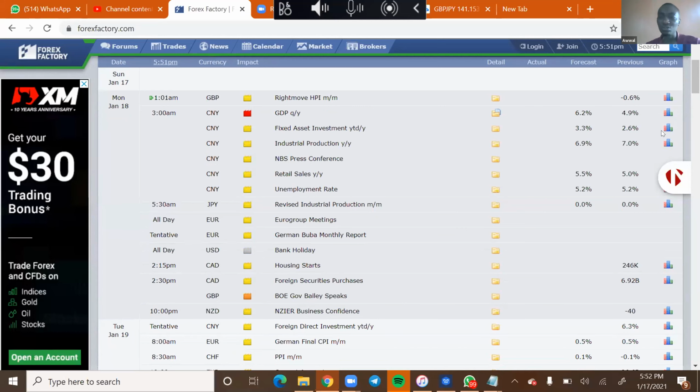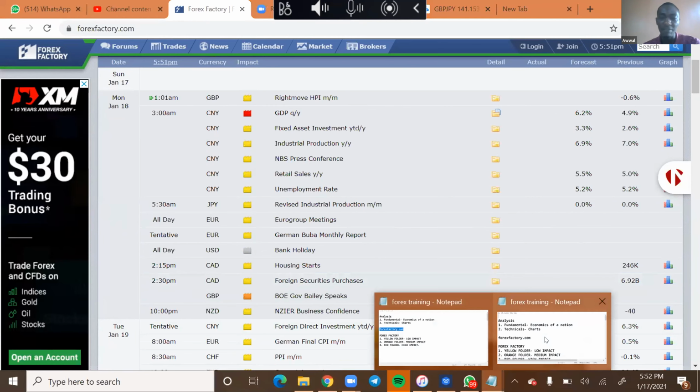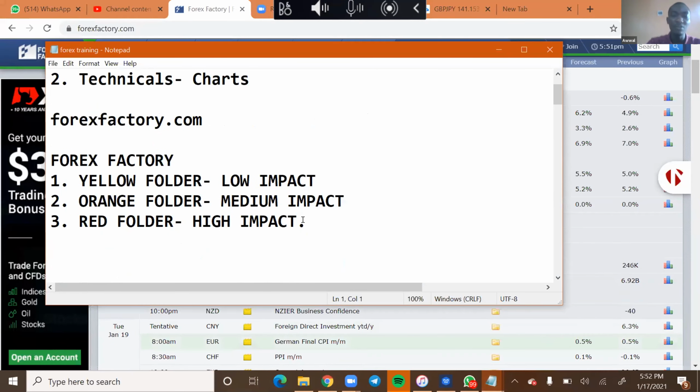There are 3 or 4 things you need to look out for, and they are called folders. You can see I have yellow, red, black, orange folders. What do these folders mean? The yellow folder means low impact. The orange folder means medium impact. The red folder means high impact, while the black folder means no impact.